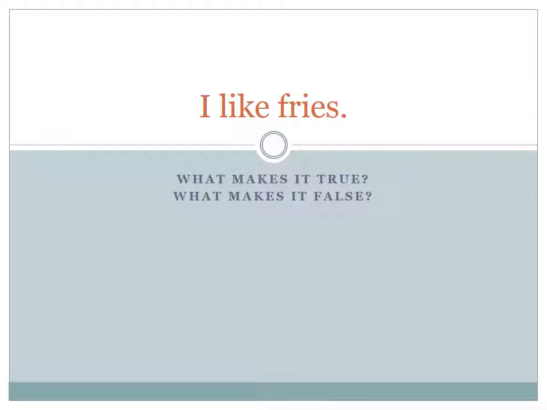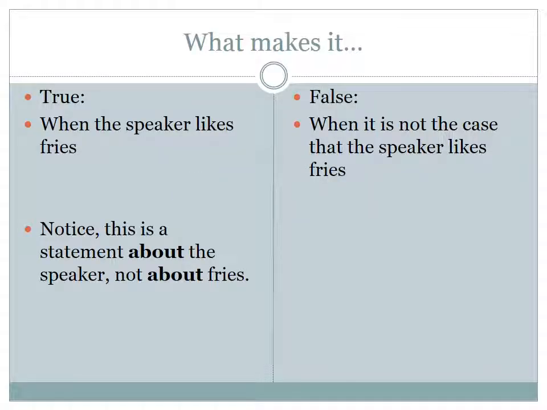All right, now we get to the portion that people tend to find tricky, but it's actually just as easy as everything else. Consider the statement, I like fries. Again, what makes it true and what makes it false? Don't overcomplicate it. It's true when the speaker, that is the I in the sentence, likes fries. If I say I like fries and I actually do like fries, then I have said something true. And if I say I like fries and I don't, I have said something false.